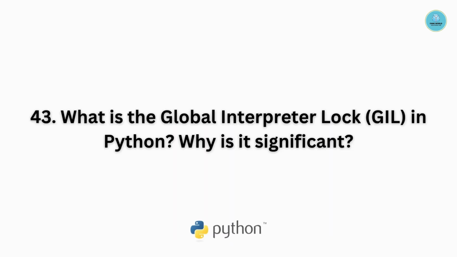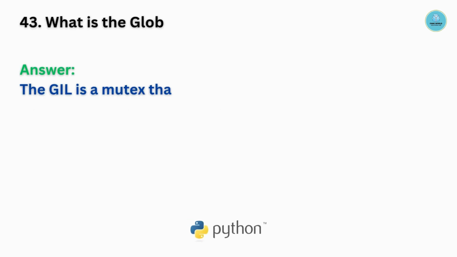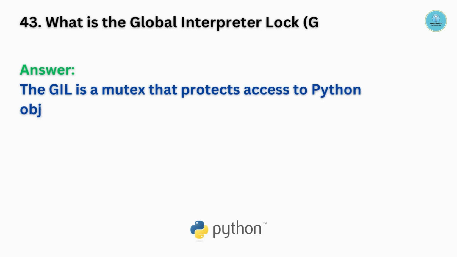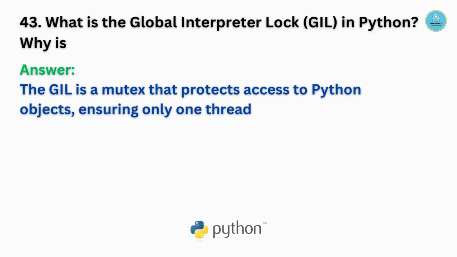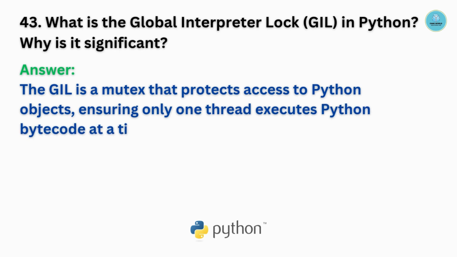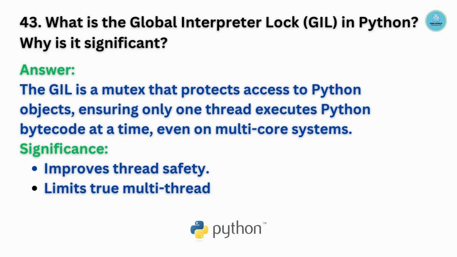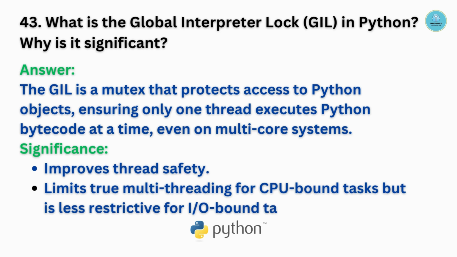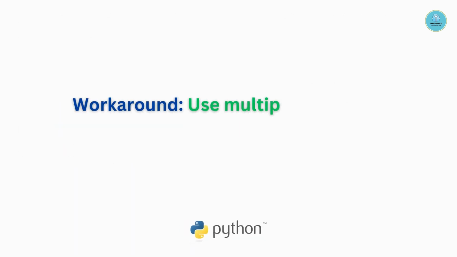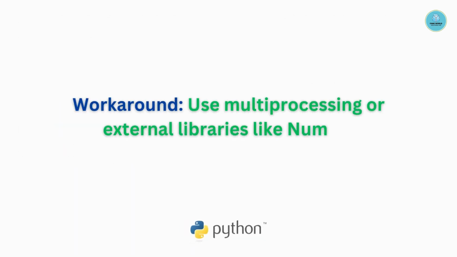Question number 43. What is the Global Interpreter Lock (GIL) in Python? Why is it significant? The GIL is a mutex that protects access to Python objects, ensuring only one thread executes Python bytecode at a time, even on multi-core systems. It improves thread safety, limits true multithreading for CPU-bound tasks, but is less restrictive for input-output bound tasks. Use multiprocessing or external libraries like NumPy.